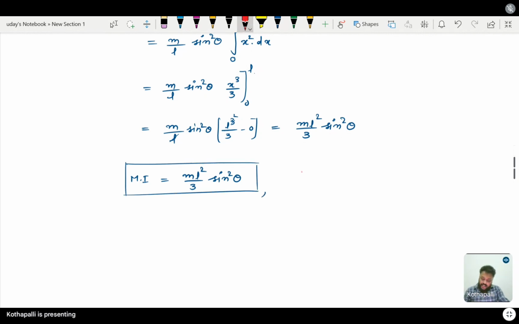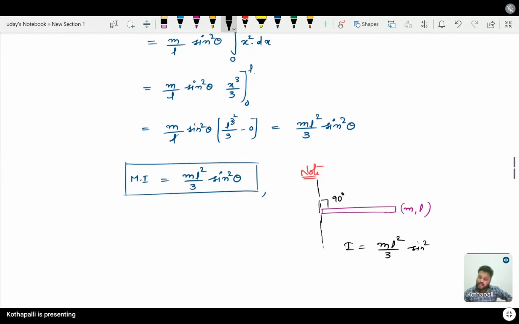Now, if I take a case, let's say, note point: the rod is like this, of mass m and length L, and the axis of rotation is like this, which means perpendicular to its length. Theta becomes what? 90 degrees. So the moment of inertia will be mL square by 3 into sine square 90, which is mL square by 3. In SI system, the unit is kg meter square.